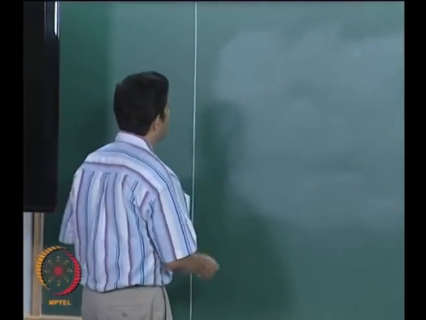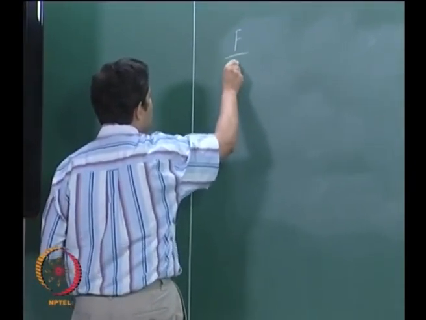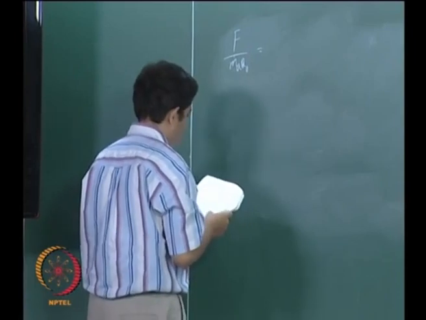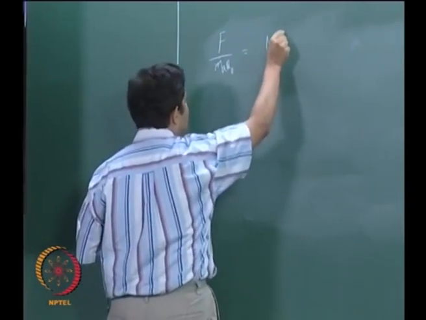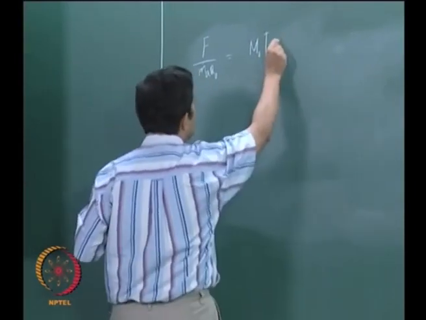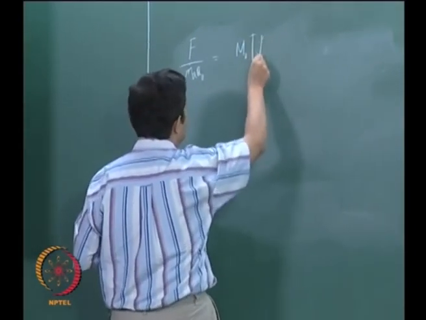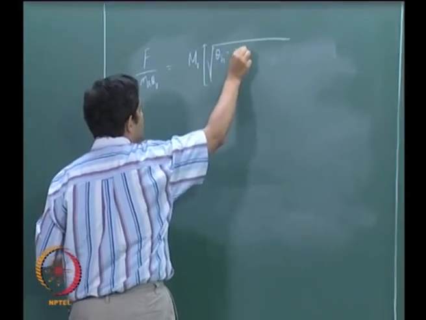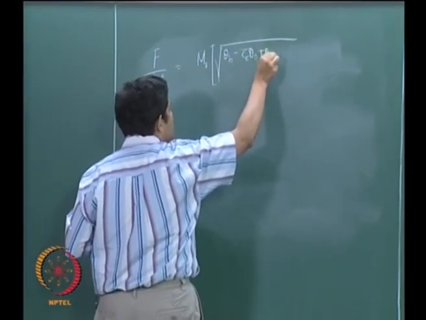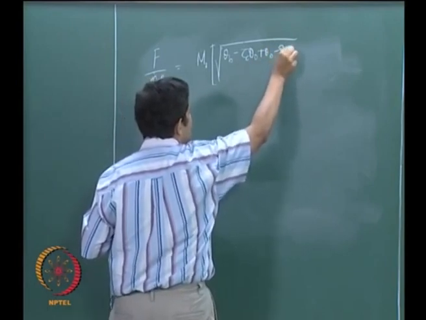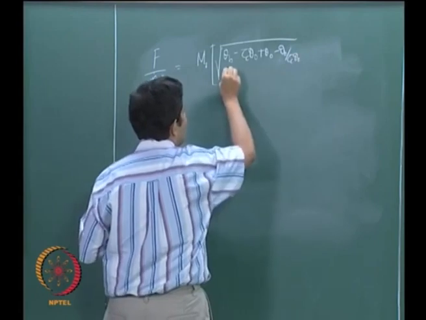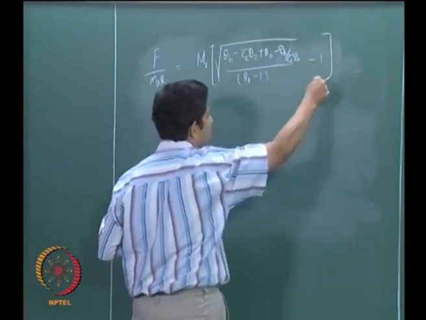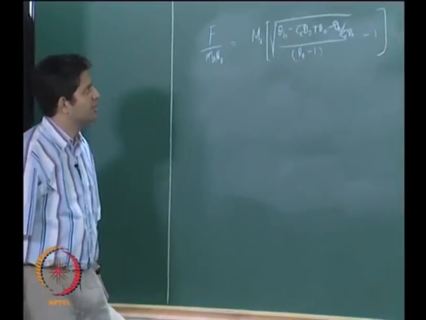So if you look at the expression for optimally expanded flow through the nozzle, F by m dot a naught was m naught into theta b minus tau c theta naught plus theta naught minus... okay, fine. This was the expression that we had.